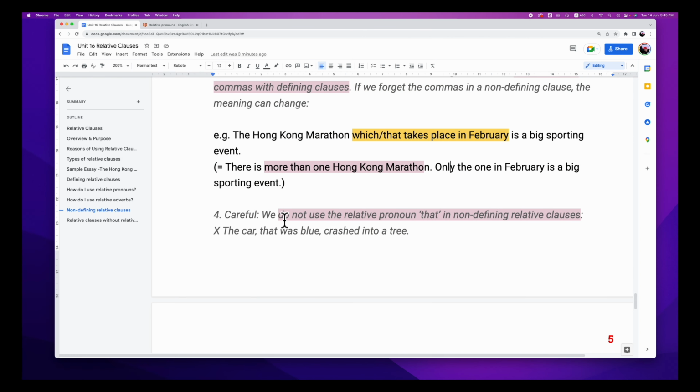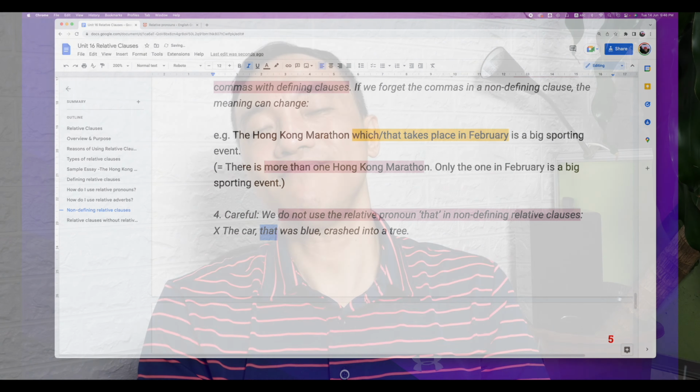And the last one, about the usage of the relative pronoun that. Let's take a look. We do not use the relative pronoun that in non-defining relative clauses. The car that was blue crashed into a tree. It is a wrong sentence. If we are using non-defining relative clauses, we have to change the word that to which.